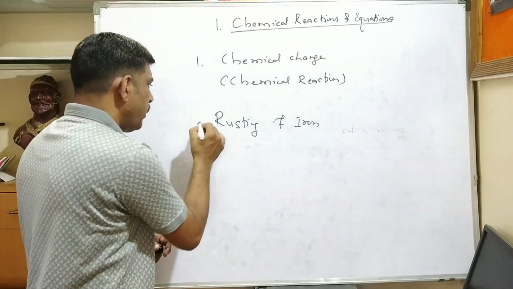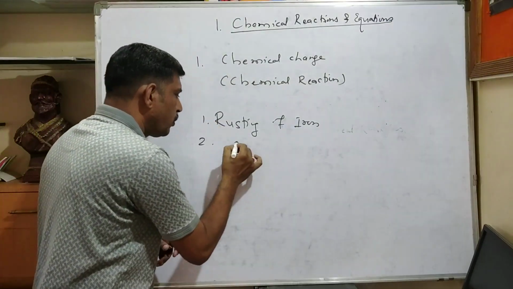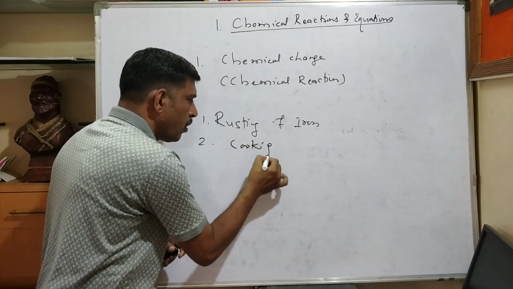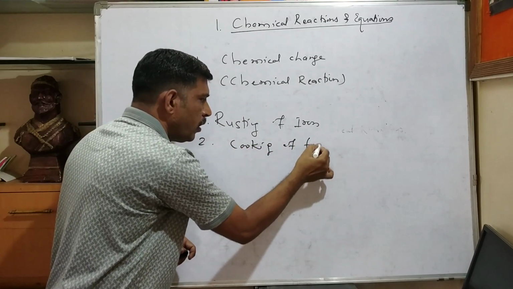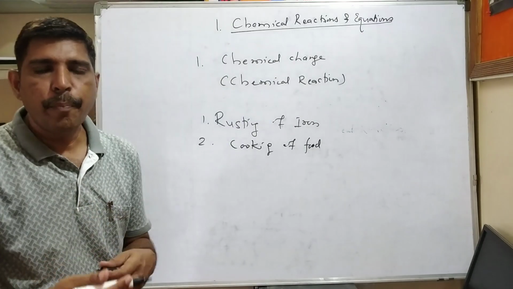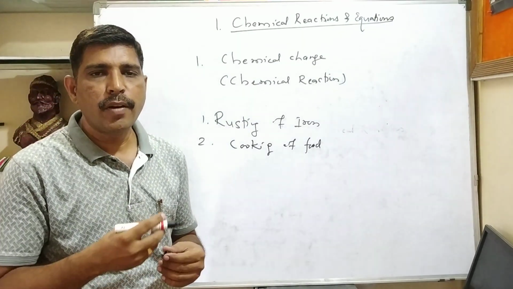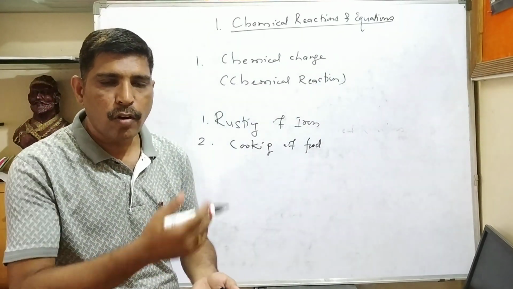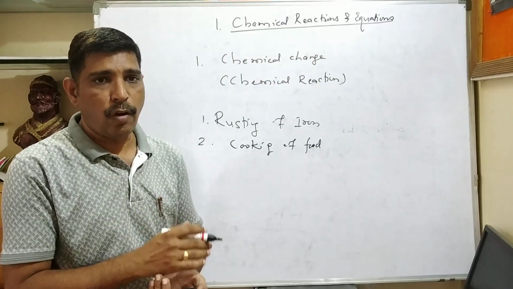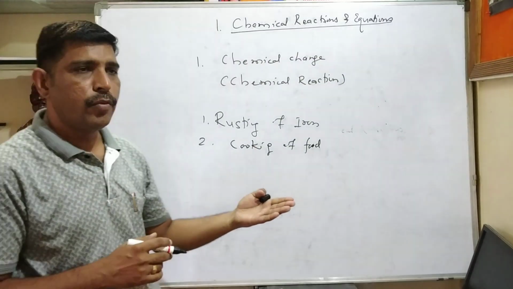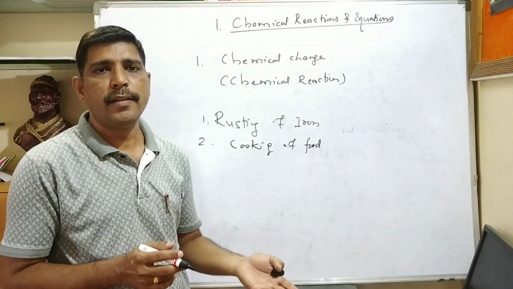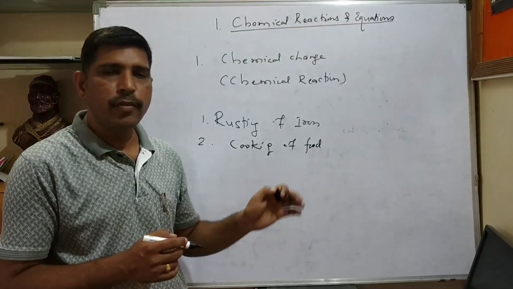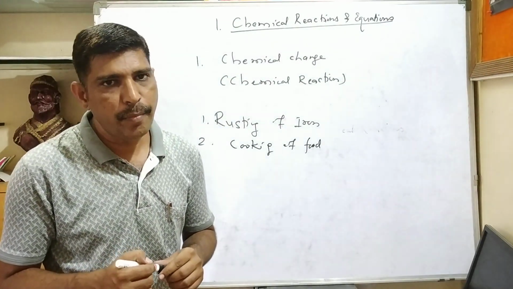For example, again, cooking of food. To prepare the food, we use different materials like raw vegetables, different spices, oil. And after cooking that food, we are not getting the same material. So cooking of food is also an example of a chemical change.